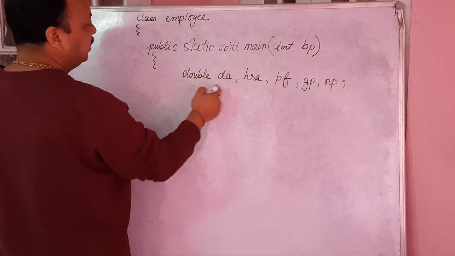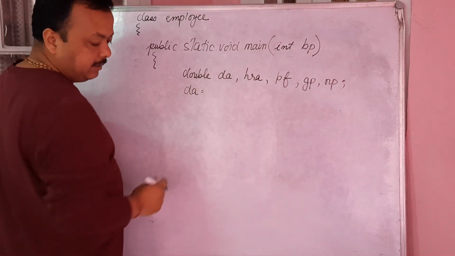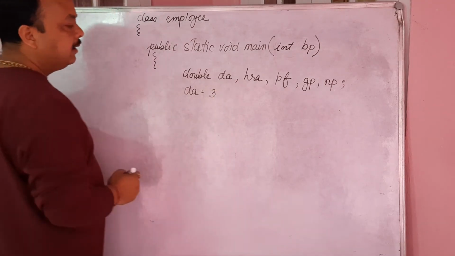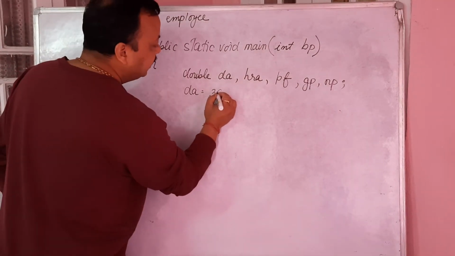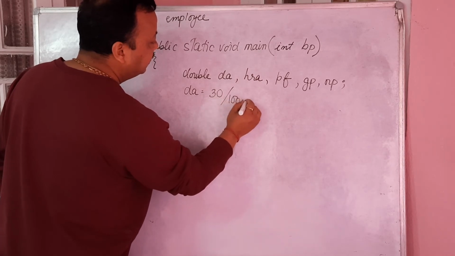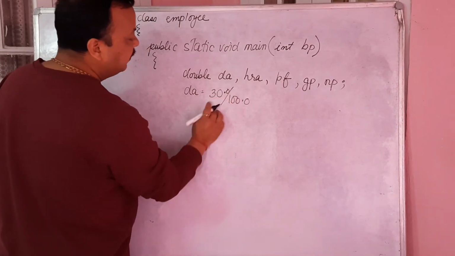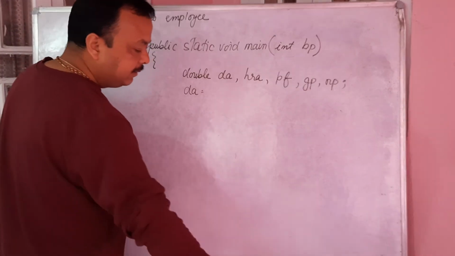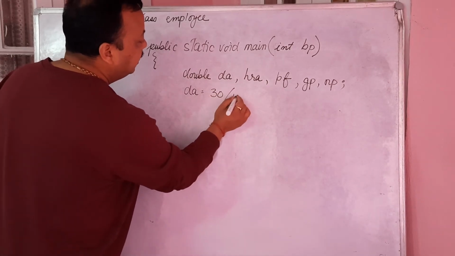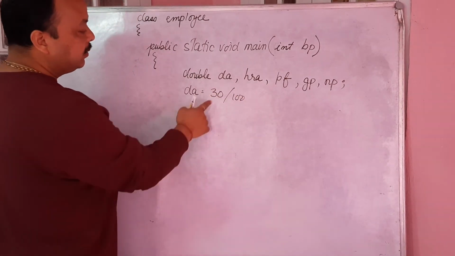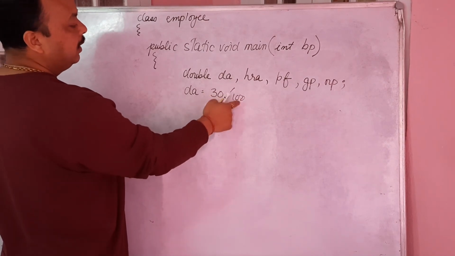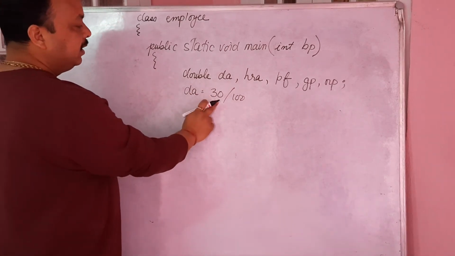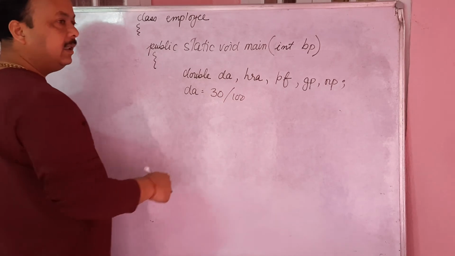Straight away you can do the calculation for DA. So DA they have mentioned as 30%. So 30% means what? You can write 30 divided by 100.0 or 30.0 divided by 100. Why did I mention the point here? There is a reason. If I write 30% as 30 by 100, this will result in 0, because this is a smaller number, this is a bigger number. Both of them here are whole numbers, integers. So one small integer value divided by a bigger integer value will result in a 0.